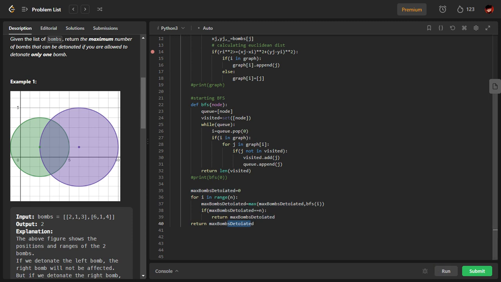If I can quickly run and show you, basically this is how it works. I will just print and show you how the BFS of 0 works. Let us see.